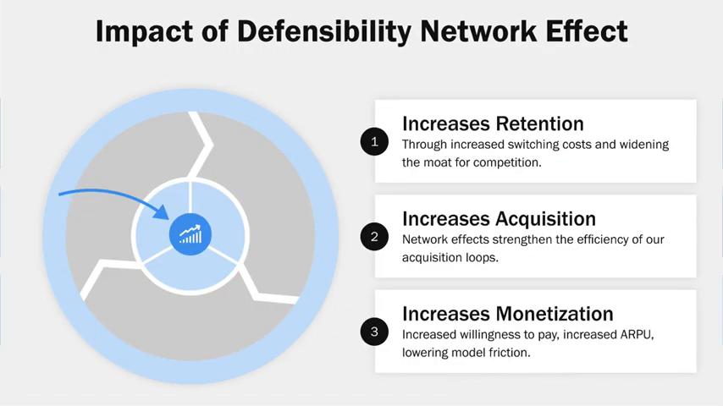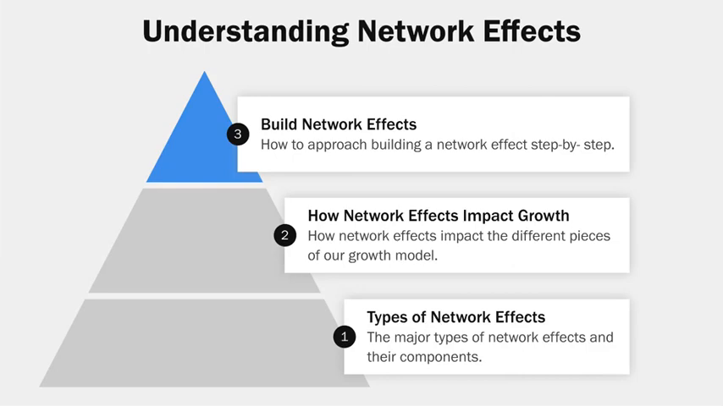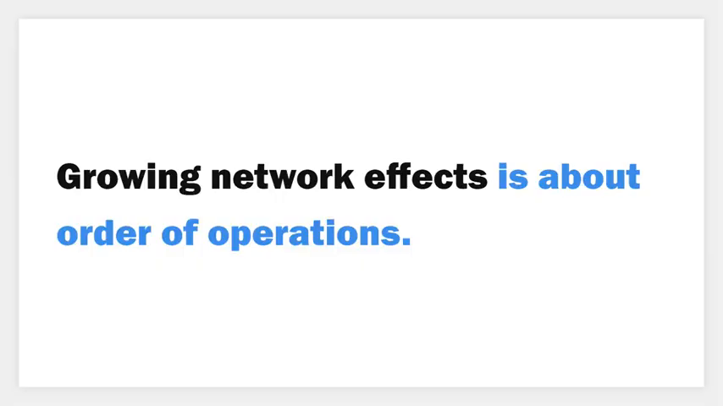We know that network effects, as we implement them, help increase the underlying components and inputs of growth. It helps increase retention, helps improve acquisition, as well as improve monetization. So what we need to talk about now is how you would methodically approach building a network effect step by step. Growing network effects is all about order of operations. Those order of operations follow a loop system.